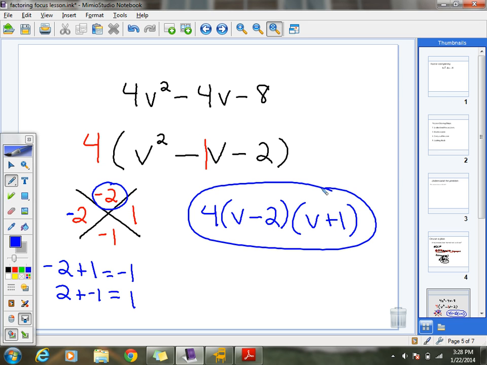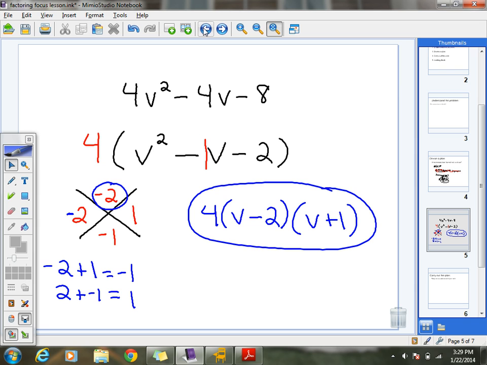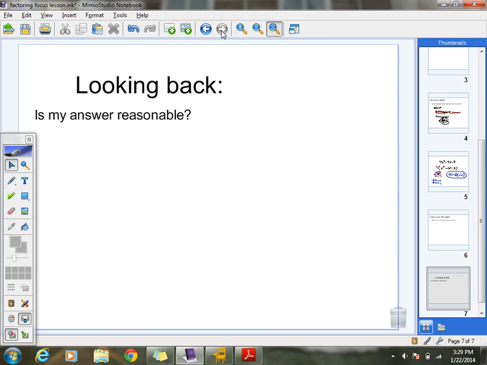Now, I have done step 3 in the problem solving, which is to carry out the plan and keep an accurate record of your work. If someone were to go back and look at my work, they could follow my thinking the entire way through my process. But I have one last step that I need to take, and that is looking back. Step 4. Is my answer reasonable? Did I come up with something that was reasonable?